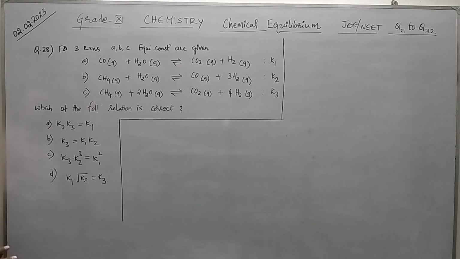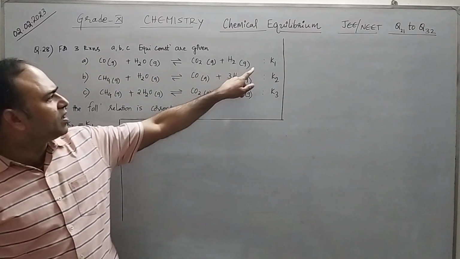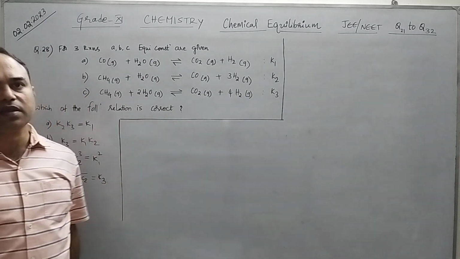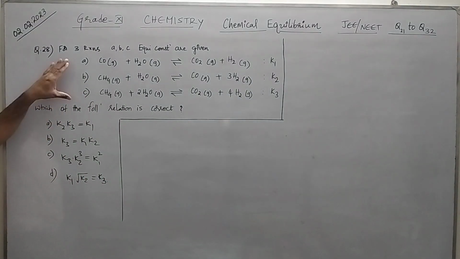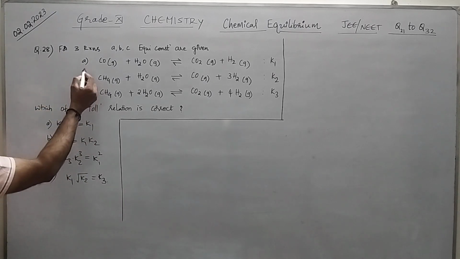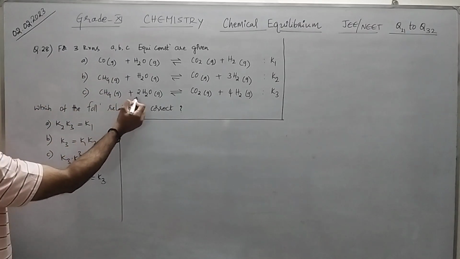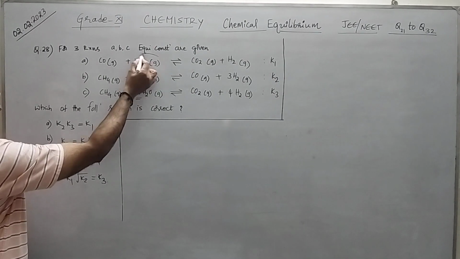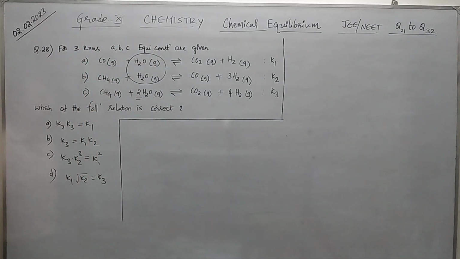Next, question number 28. They have given 3 reactions A, B and C, and they are asking which of the following relations is correct. So the equilibrium constant for the first one is K1, second K2, third is K3. What you need to do is find the relation between these 3 equations. With little practice you will understand. See, you have CH4 here and 2H2O. How do you get 2H2O? If you add equation 1 and 2.